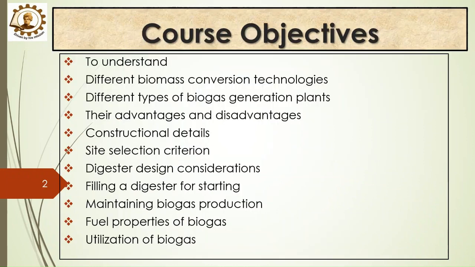So, the basic course objectives are to understand the different biomass conversion technologies, to know about the different types of biogas plants, their basic advantages, disadvantages, constructional details, site selection criteria, digester design consideration, filling a digester for starting, maintaining biogas production, fuel properties, and utilization of biogas. So, these are the basic things that we are going to study from this module.